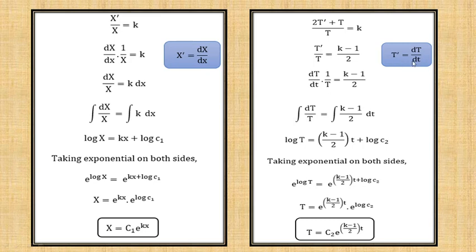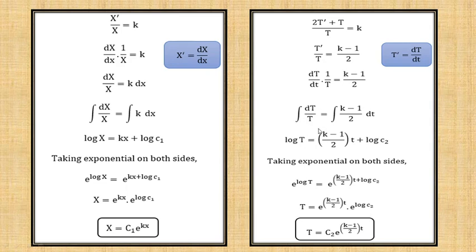Now we know that T dash is the derivative of capital T with respect to small t. Therefore T dash is written as d capital T by d small t. I am replacing T dash by d capital T by d small t into 1 by T equal to k minus 1 by 2. Now keeping all the terms of capital T only on the left and all other terms transformed to the right, I will get integral d capital T by capital T equal to integral of k minus 1 by 2 into dt. This t is small t.